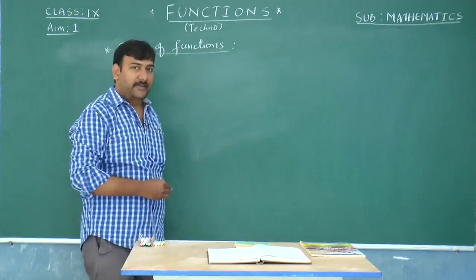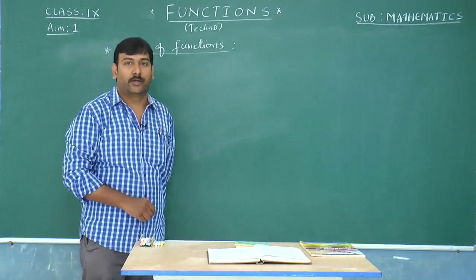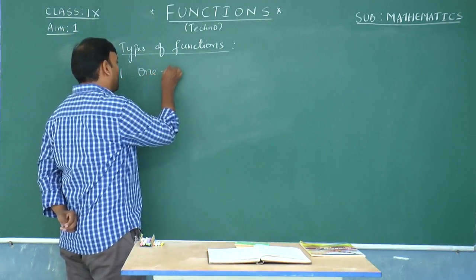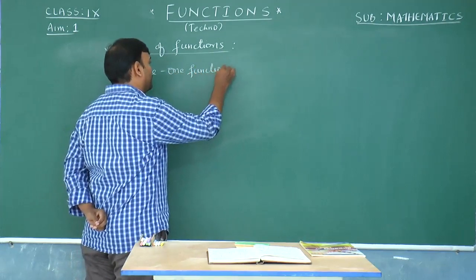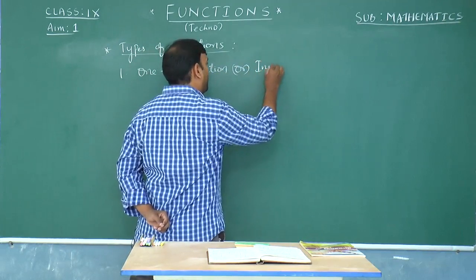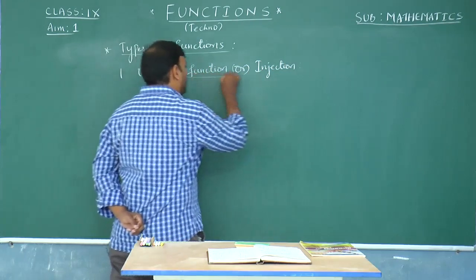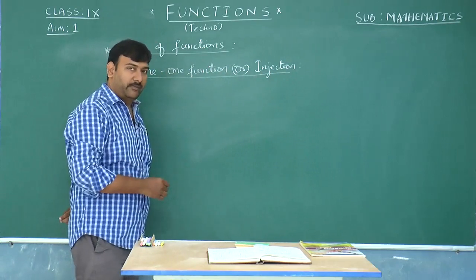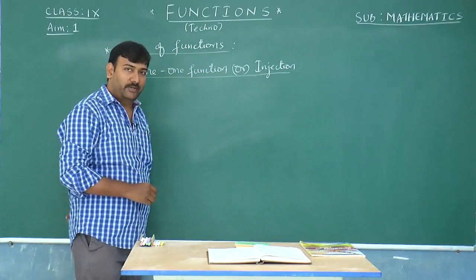So, we have various types of functions, and now we are going to see the first type of function called one-to-one function. One-to-one function is also called one-one function, or it is also called injection. So, the very first type of function is going to be one-to-one function or one-one function or injection. Let us see the definition of one-to-one function.